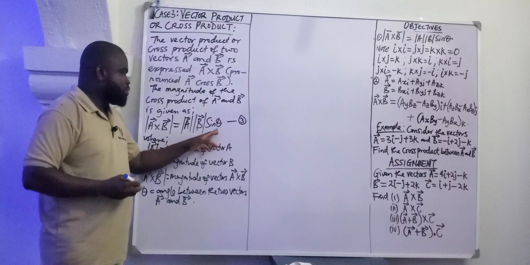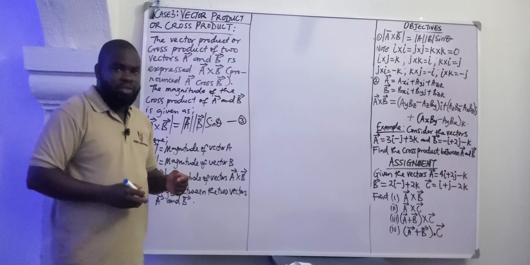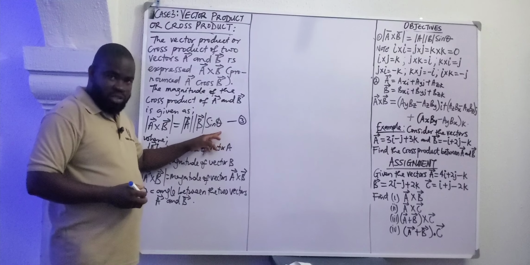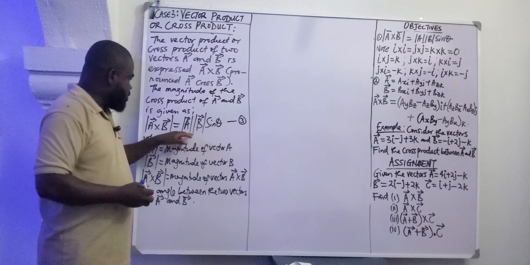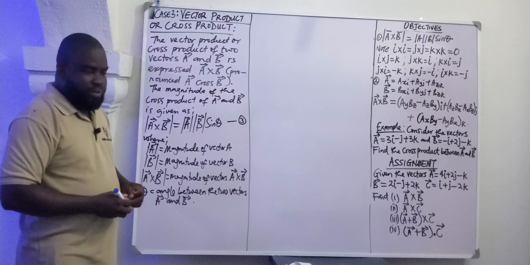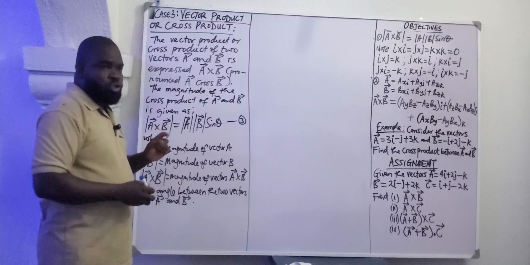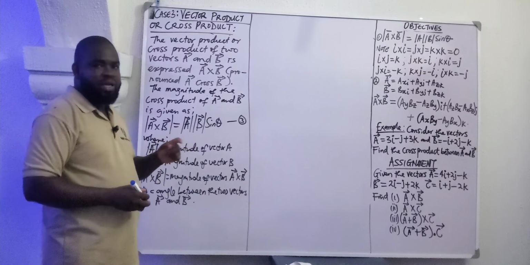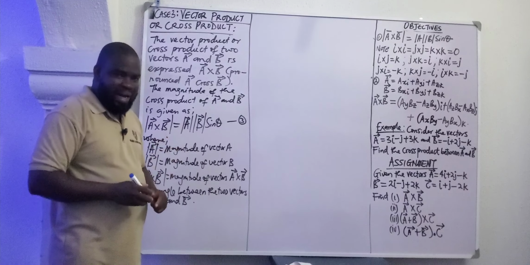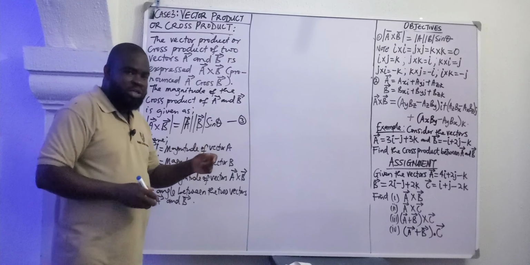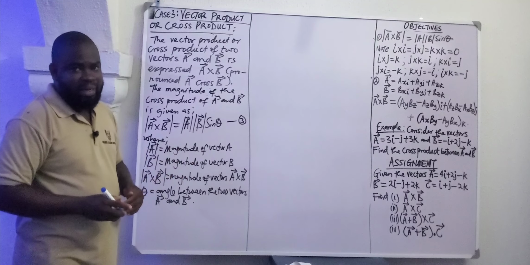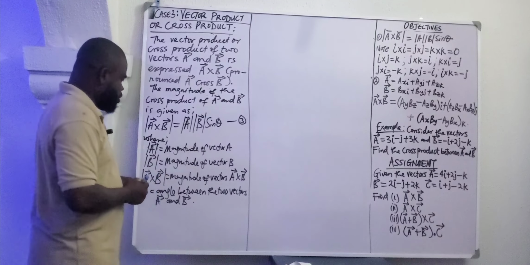So if the angle theta is 0 degree or 180 degree, then if you do sine 0 or sine 180, it gives you 0, which means 0 multiplying magnitude of A, magnitude of B, giving us what? 0. What does that mean? That the cross product of two vectors A and B will give you 0 if the two vectors are at angle 0 degree or 180 degree. That means vector A and B, the two vectors, are parallel vectors. They are parallel to each other.